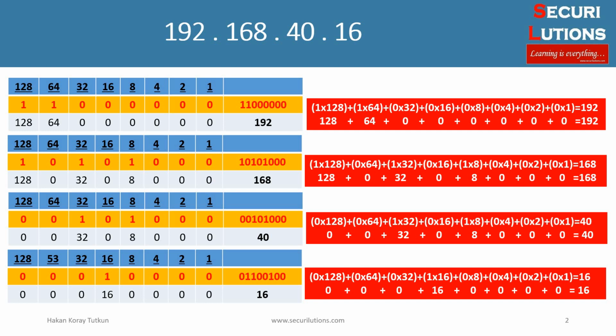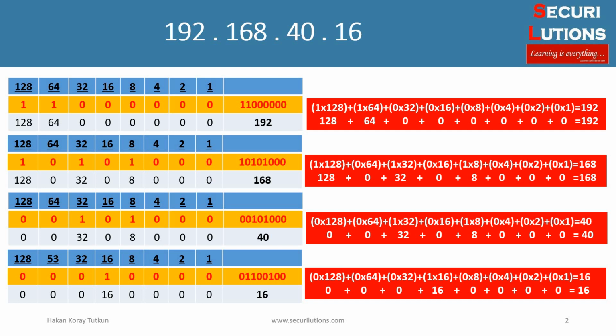In the last example, 0 times 128 plus 0 times 64 plus 0 times 32 plus 1 times 16 plus 0 times 8 plus 0 times 4 plus 0 times 2 plus 0 times 1. The total result of this calculation is equal to 16.